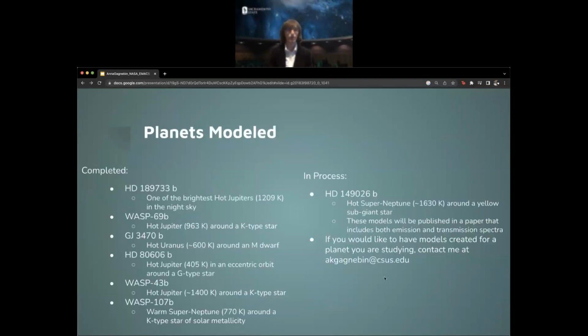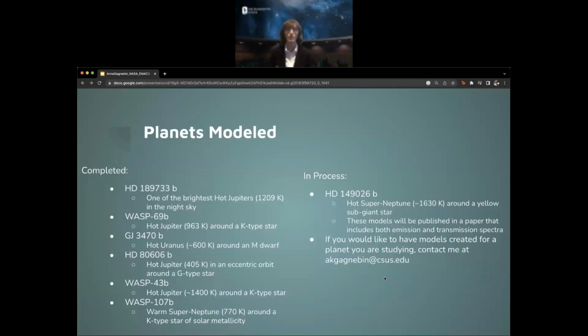So I've already modeled 6 planets so far, and those are shown on the left. For all of them after HD 189733b, I used this grid of 150 different models. HD 189733b was the first one that I ran, so I was just tweaking it a little bit more because this is a well-studied planet, just to make sure that everything was working well.